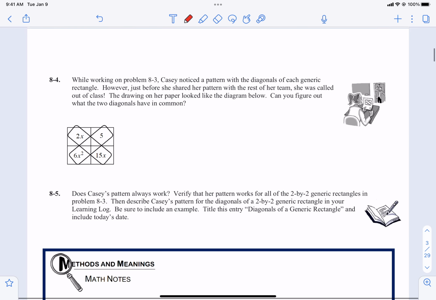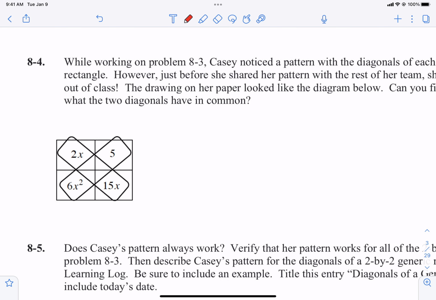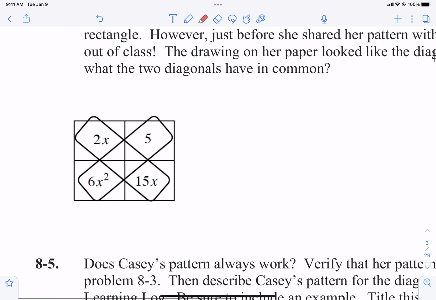Let's take a look at one last problem today. It says, while working on problem 8-3, Casey noticed a pattern with the diagonals of each of the generic rectangles. However, just before she shared her pattern with the rest of the team, she was called out of class. The drawing on her paper looked like the diagram below. Can you figure out what these two diagonals have in common?